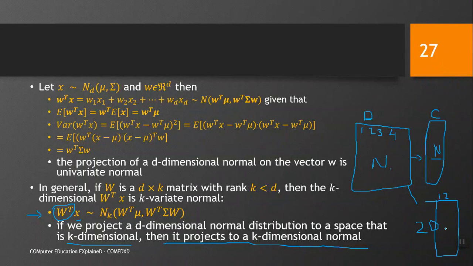In general, if we project n-dimensional normal to any other space which is k-dimensional, where k could be 1, 2 or 3, whatever the dimensions we decide, that would also be normal. Try to understand this point.